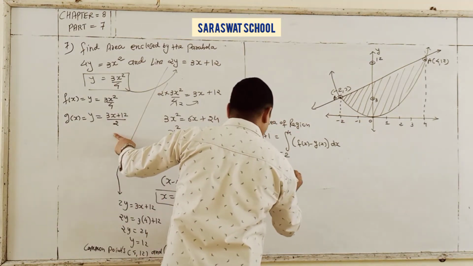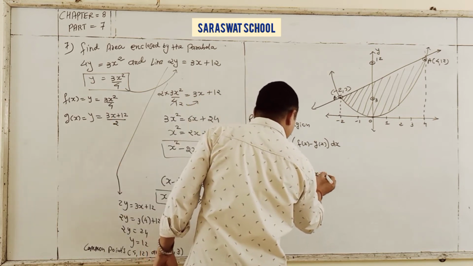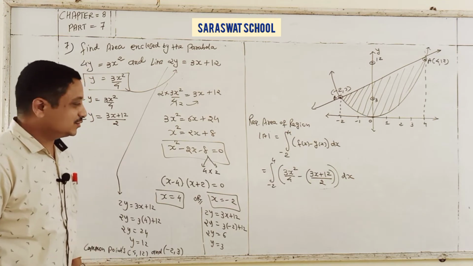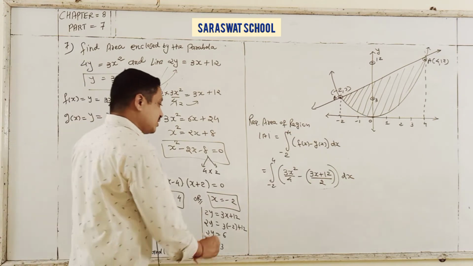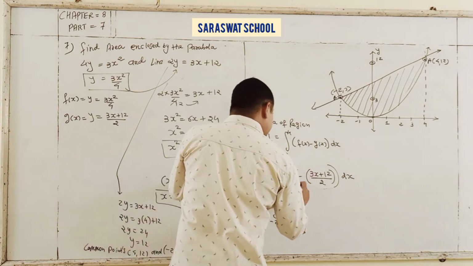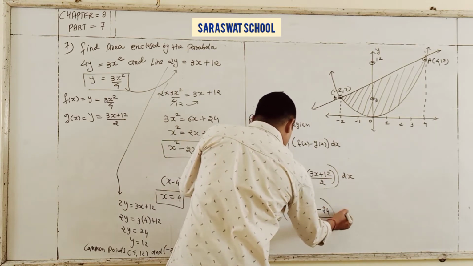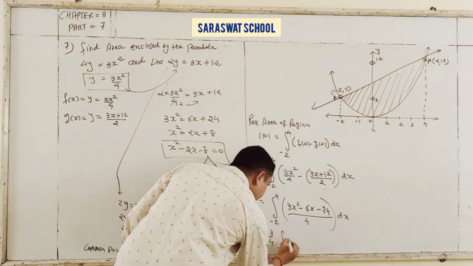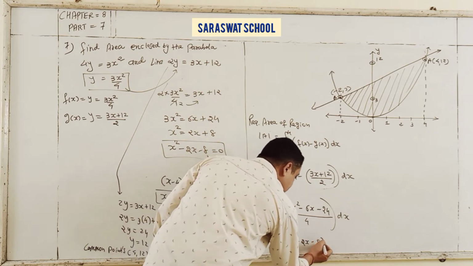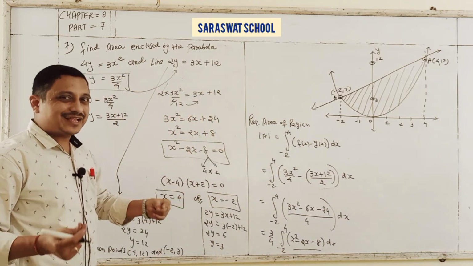The solution: first of all, 3x square by 4 minus gx, which is 3x plus 12 by 2, dx. And students, I hope you understood these calculations very easily. So here I take LCM 4, so 3x square, 2 multiplying, that is finally 6x and 24 by 4. Take 3 common, and definitely you will get 3 by 4, from minus 2 to 4, x square minus 2x minus 8. Students, you already defined this x square minus 2x minus 8. Carry 3 by 4 outside, forward and simplify.